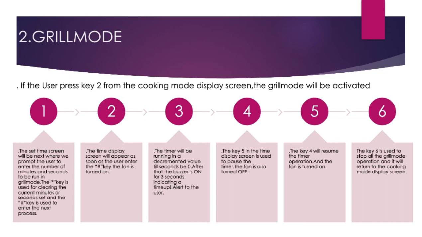Step 6. Pressing key 6 is used to stop all the grill mode operation, and it will return to the cooking mode display screen.